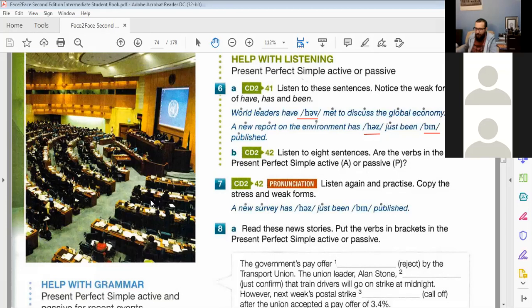Let's listen. World leaders have met to discuss the global economy. A new report on the environment has just been published. Okay, have you heard it? World leaders have met to discuss, have met to discuss. A new report on the environment has just been published.